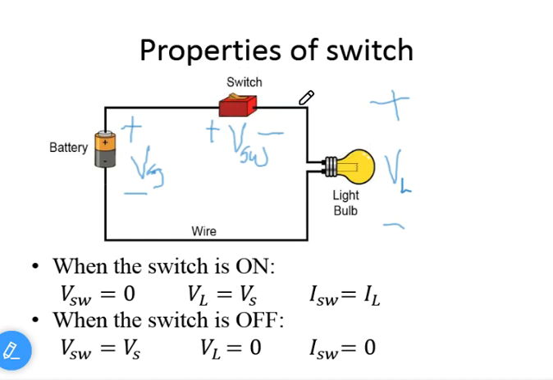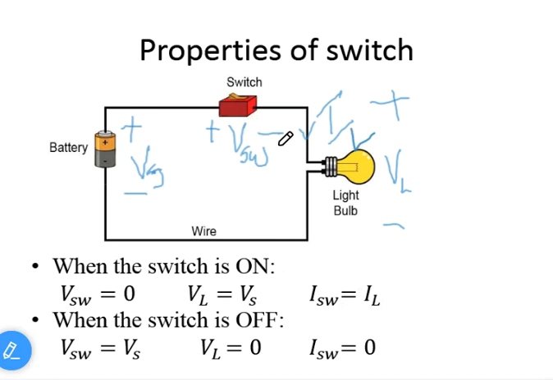Now, what is the current passing through the switch? The current passing through the switch is decided by the load. For example, if you take two bulbs, a 60-watt bulb and a 100-watt bulb, you know that the 100-watt bulb will carry more current. Therefore, the switch cannot decide the switch current. The load will decide the switch current when it is on. Therefore, when the switch is on, the switch current is equal to the load current.